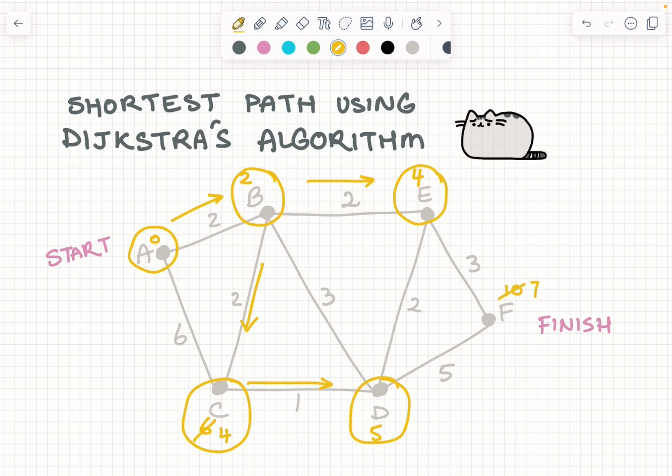So we'll cross out the 10, we've got 7, and we came from E. So the value of the shortest path is 7. And how did we get there? Let's work backwards. We finished at F. We came from E to get to F. When we're at E, we came from B, and then we came from A. So this is our shortest path.